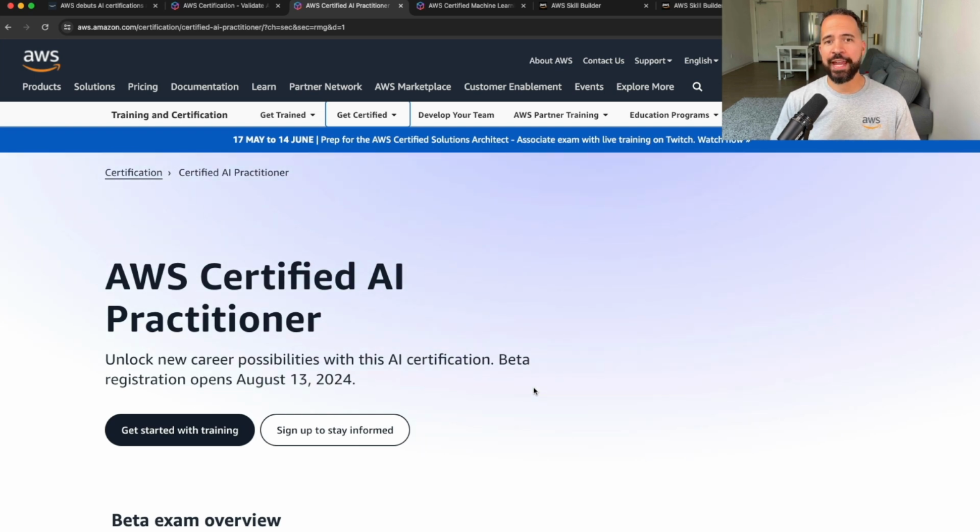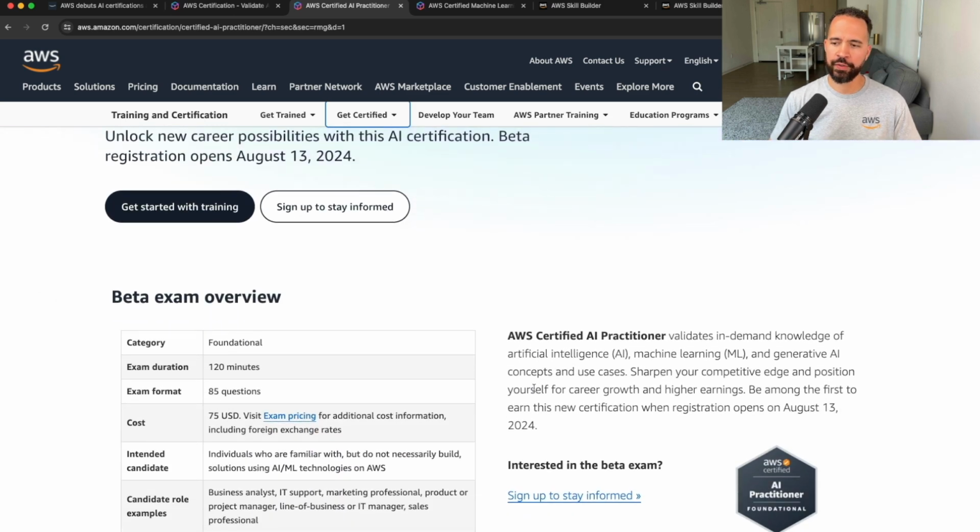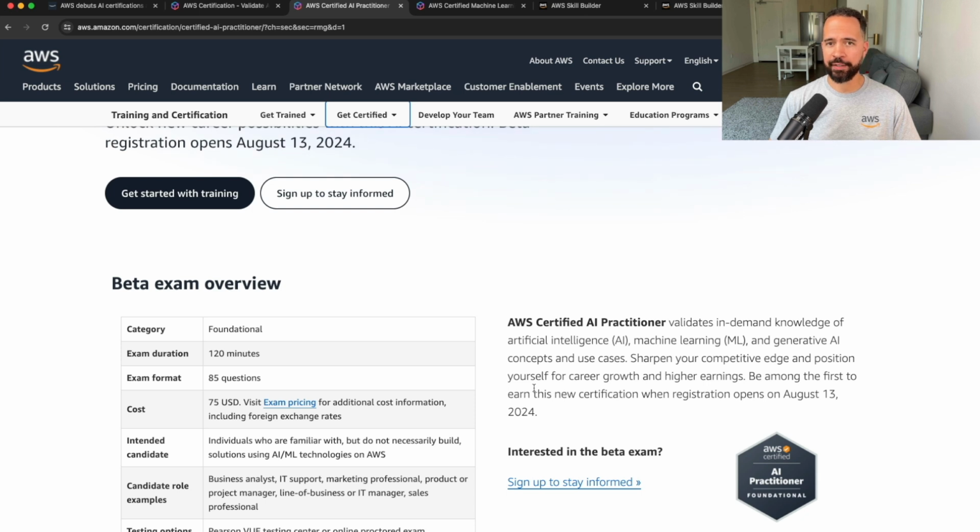Starting with the AWS Certified AI Practitioner, let's figure out who this certification is targeted towards. AWS Certified AI Practitioner is going to validate your in-demand knowledge of artificial intelligence, machine learning, and generative AI concepts and use cases. You'll be able to sharpen your competitive edge and position yourself for career growth and higher earnings. Now, I don't know about you, but this is music to my ears because I'm all about career growth, because guess what? We got to pay them bills.